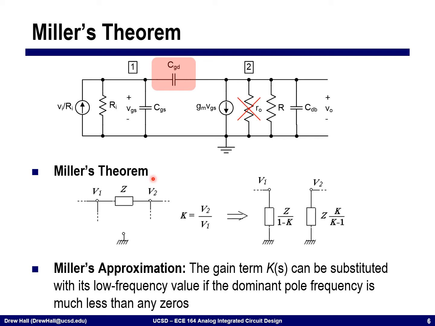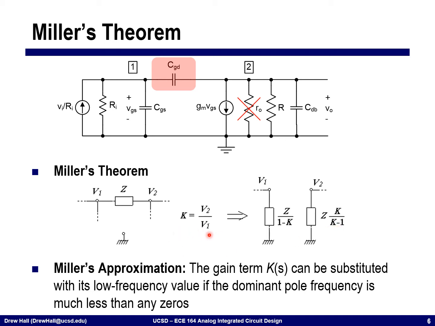Miller's theorem states that we can take an impedance that's in feedback between nodes V1 and V2, or 1 and 2 in this expression here, and we can translate them into an impedance shunted to the ground at the input and an impedance shunted to the ground at the output. In order to do this, we need to modify these impedances from Z to Z divided by 1 minus K at the input and Z times K divided by K minus 1 at the output, where K is the gain of this circuit.